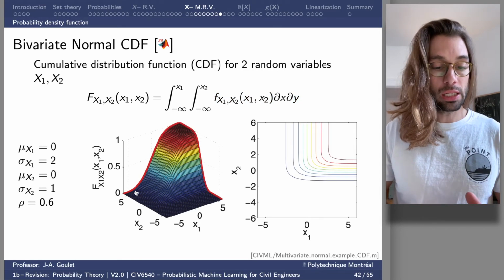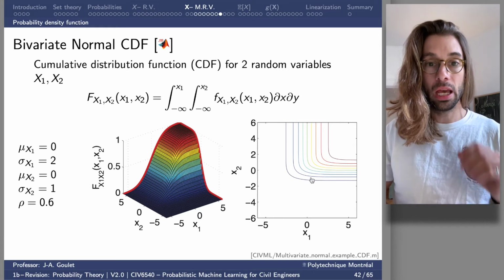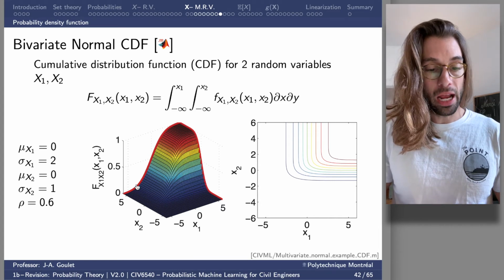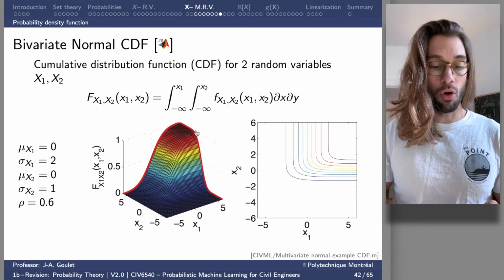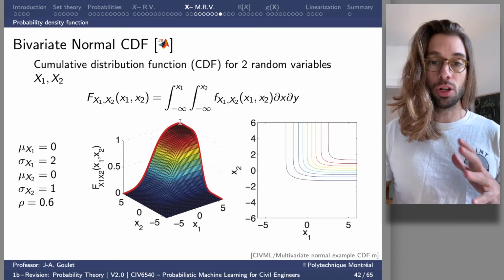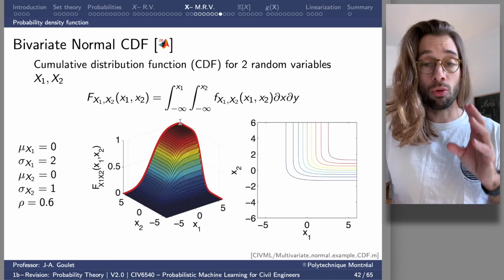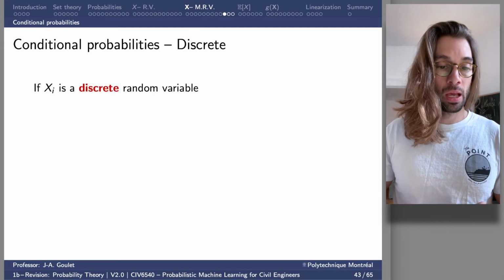Okay, if we look at this, this is the result. So that surface and that contour represent the same thing. This is my joint CDF. And what you see on the back in bold red would be my marginal CDF for x1 and for x2. As was the case for the bivariate normal PDF, this is the bivariate normal CDF. We're going to come back in detail about this in module 3.